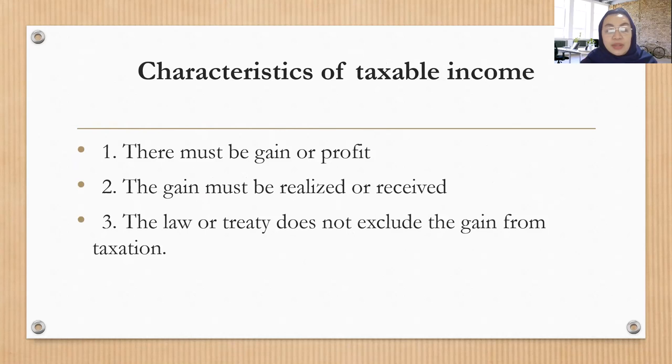Now, to be considered as a taxable income, there are three criteria that must be met. The first criterion is that there must be a gain or profit. Simply speaking, there is a gain when you sell something for more than its cost. So when there is an increase in your capital, there is wealth. The gain must be realized or received. Take note of the preposition "or." For the gain to be considered taxable, it is either realized or received.